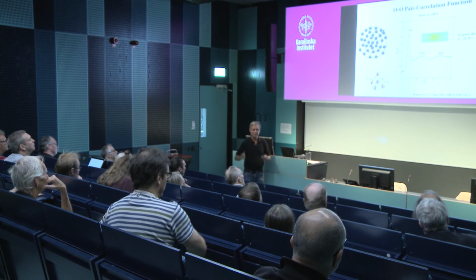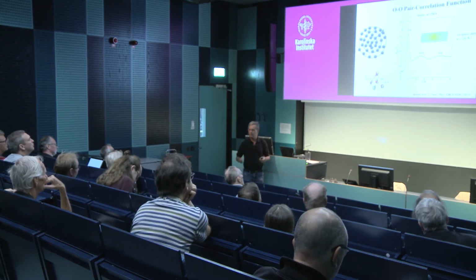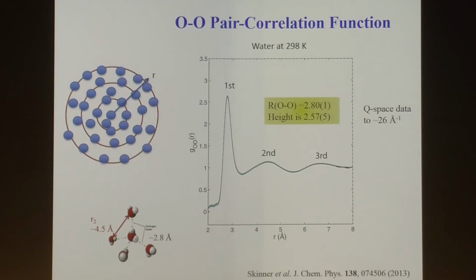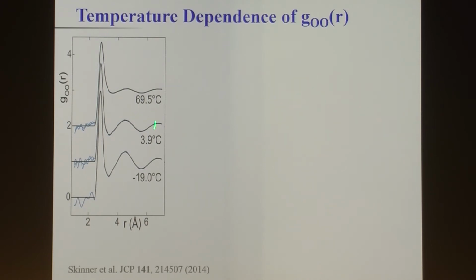I'll just say one thing mathematical. So you measure in Q space and you do a Fourier transform to R space. And the farther you measure in Q space, the farther you can go in R space, basically. Now, we see a temperature dependence. So this peak really grows when we supercool.